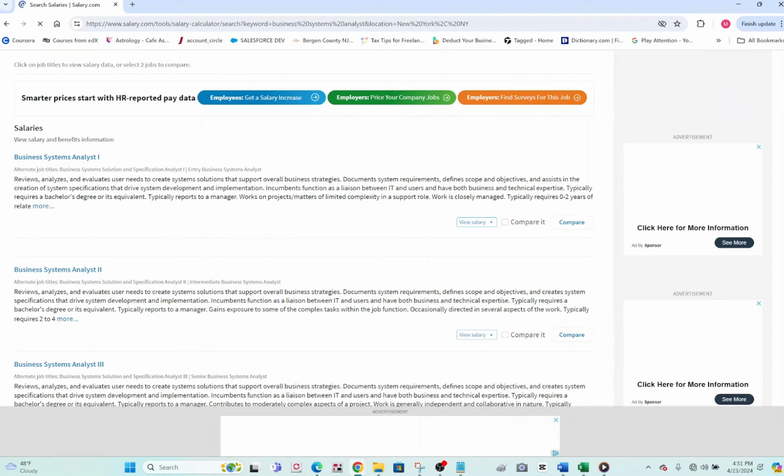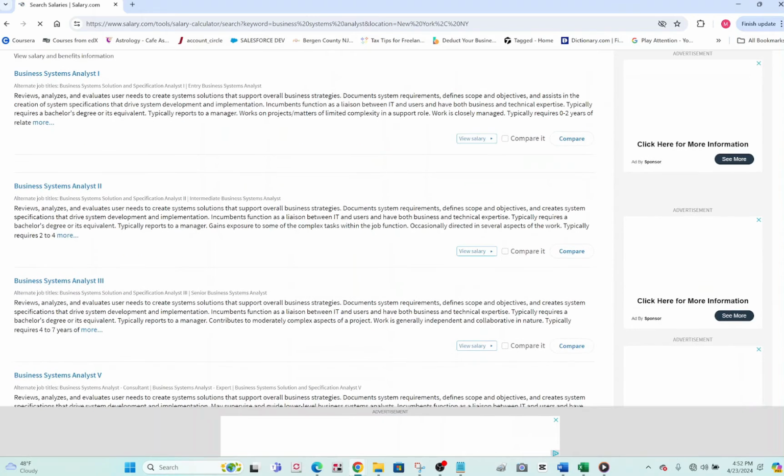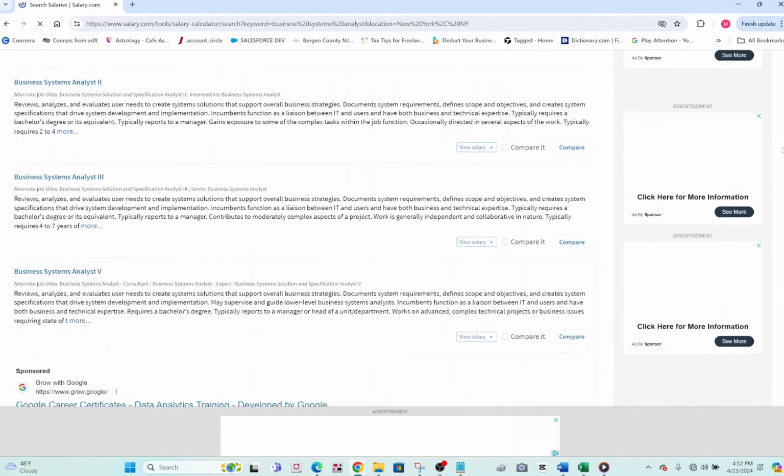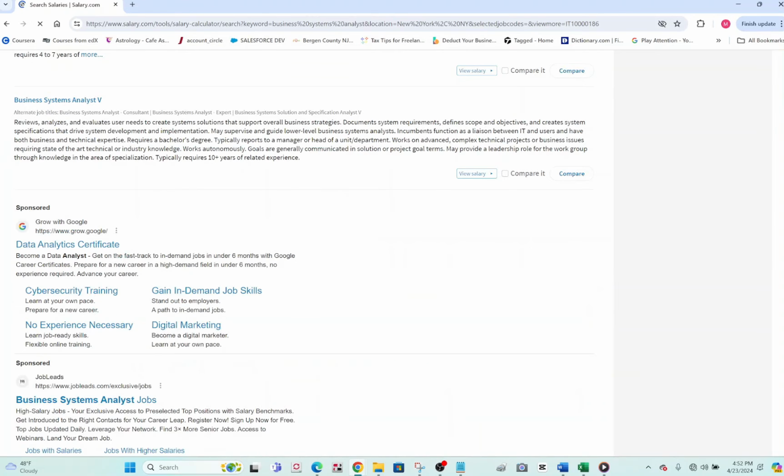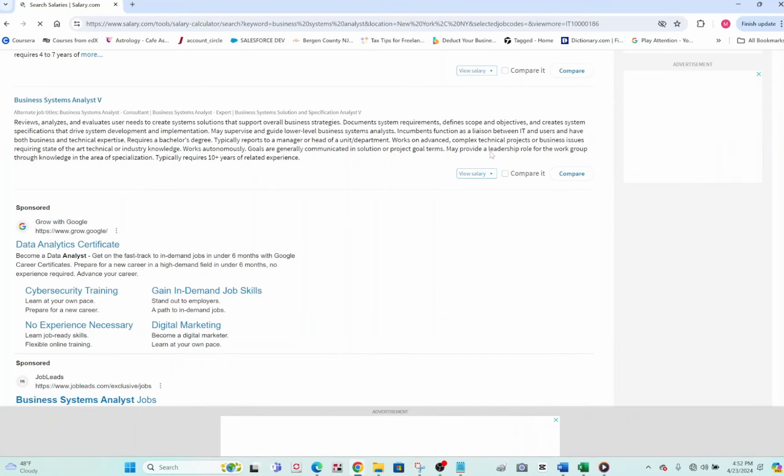That's the more junior role. As I had mentioned, sometimes they have these numbers that they tack on there. So the one is 0 to 2 years of experience. The two is 2 to 4 years experience. The three is 4 to 7. We don't see four, but the five doesn't say. Let's see what happens if we click that. The five may provide leadership for the work group through knowledge in the area of specialization, 10 plus years.